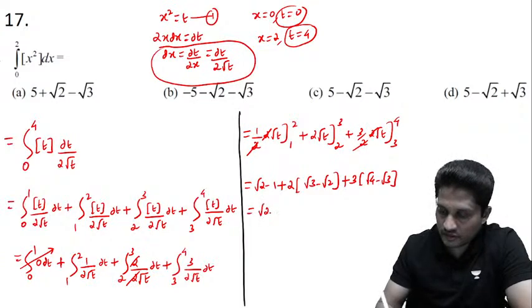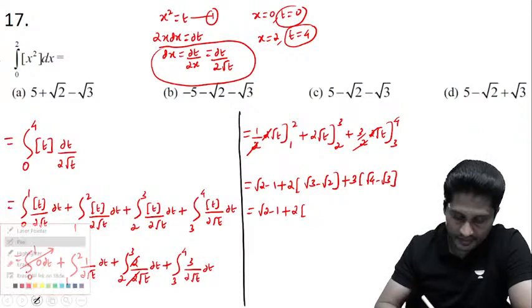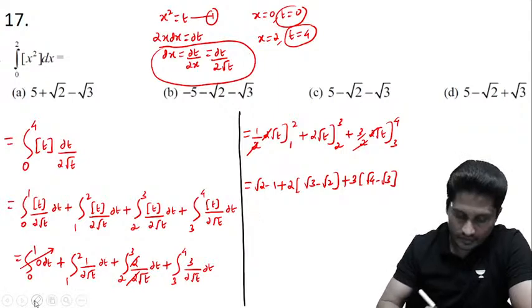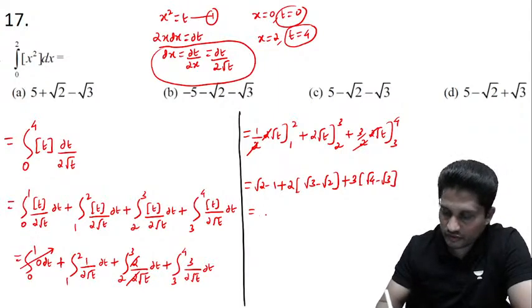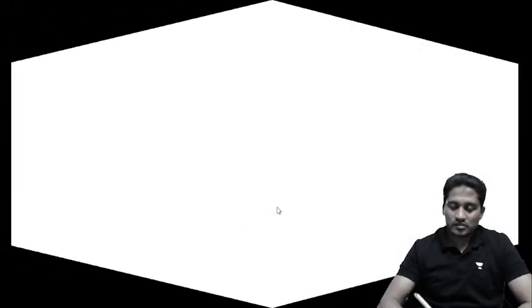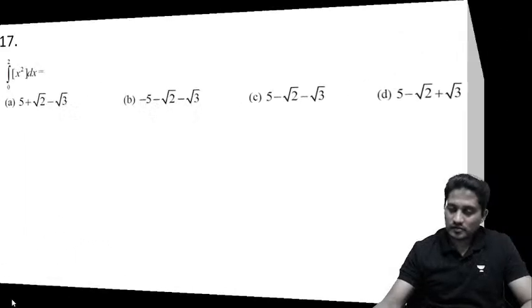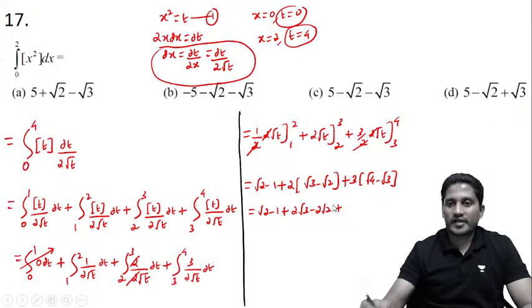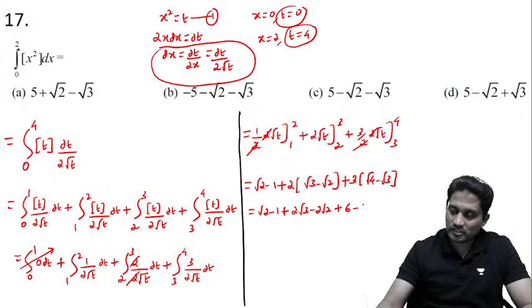So this is root 2 minus 1 plus 2 into root 3. If I open the bracket, this is root 2 minus 1 plus 2 root 3 minus 2 root 2. Root 4 is 2, right? 2 into 3 is 6 plus this is 3 root 3.